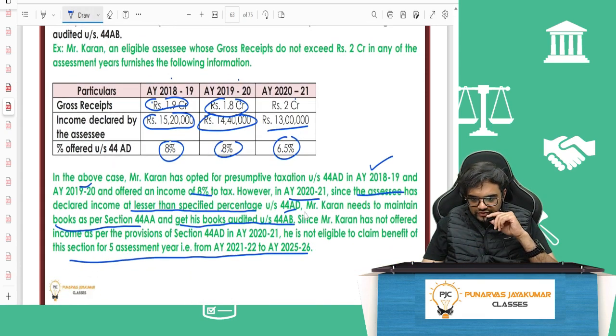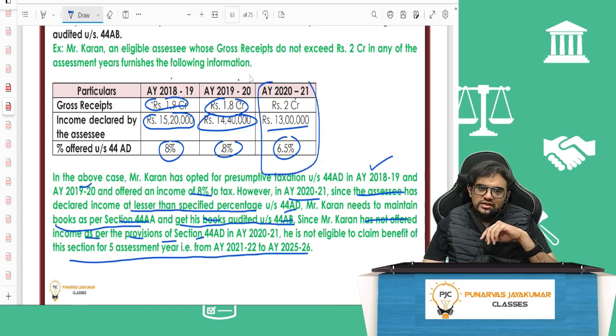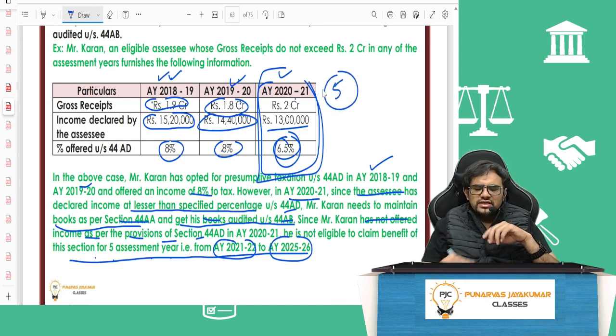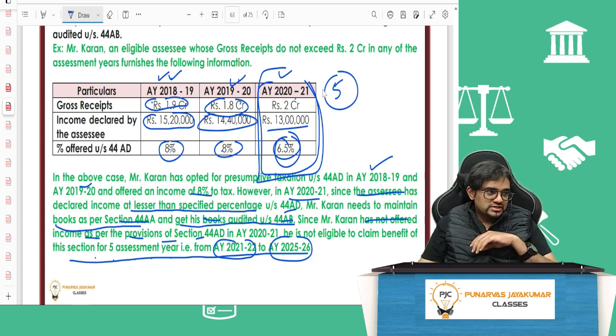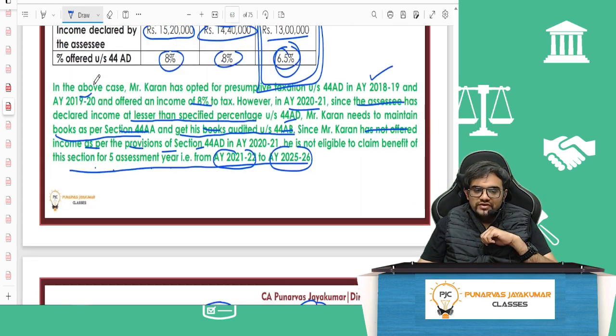And here, if you see, Karan needs to maintain books of accounts, etc. Since he has not offered income as per the provisions of 44AD in the 3rd year, he was not eligible to claim the benefit for 5 assessment years. That is from assessment year 21-22 to 25-26. He opted in the first year. First year he was okay. Second year was okay. 3rd year he broke the rule. Since he broke the rule, 3rd year he offered less income. He cannot claim 8%, or he cannot get into the presumptive taxation scheme for the next 5 years. That is assessment year 21-22 to 25-26.